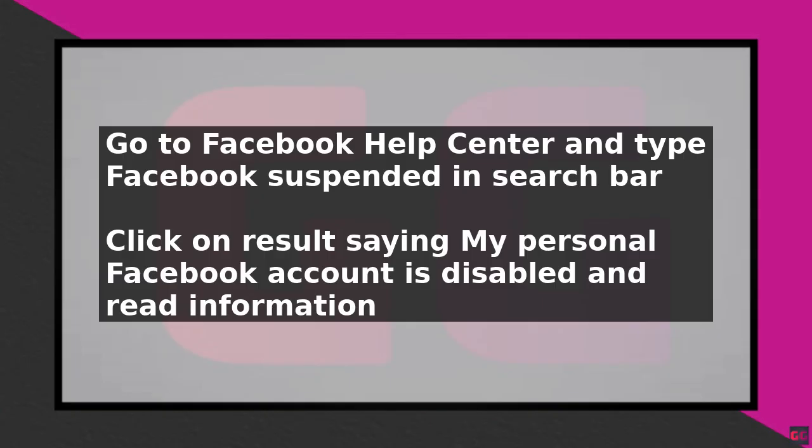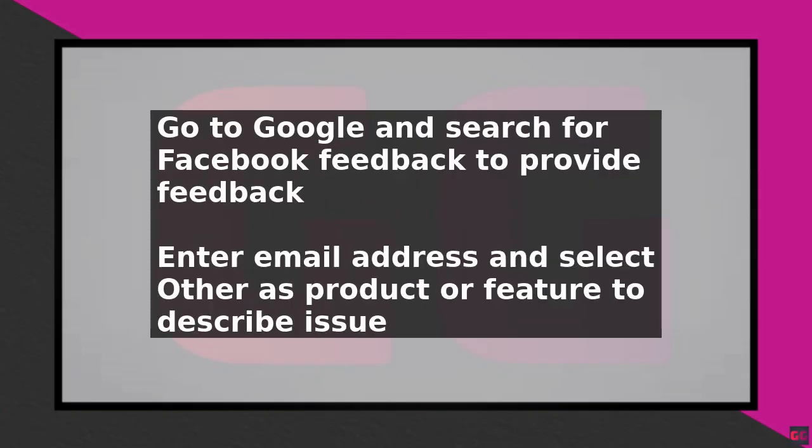Next, go to Google and search for Facebook feedback, then click on the first result, which should be a page where you can provide feedback about a Facebook feature. Enter your email address, select Other as the product or feature, and provide a detailed description of the issue, including the same information you provided earlier.